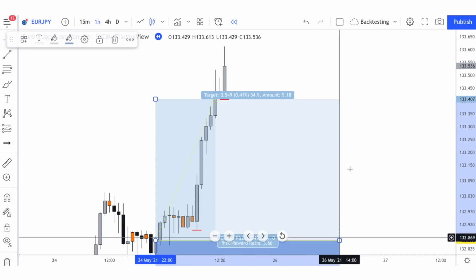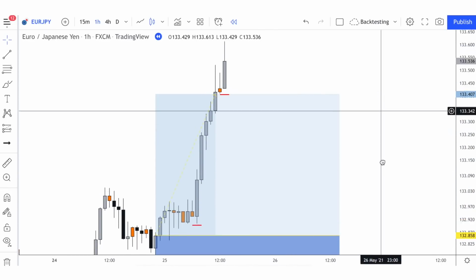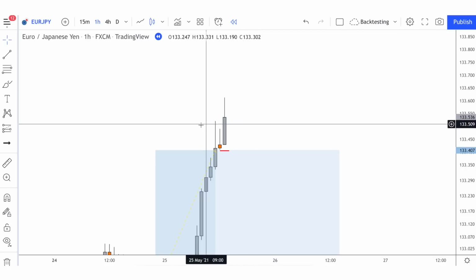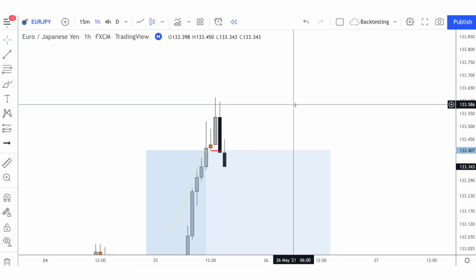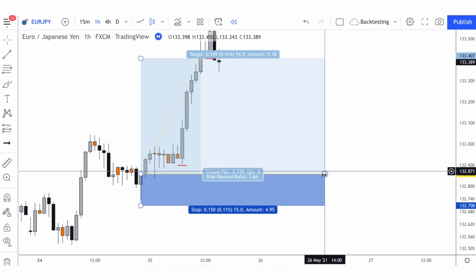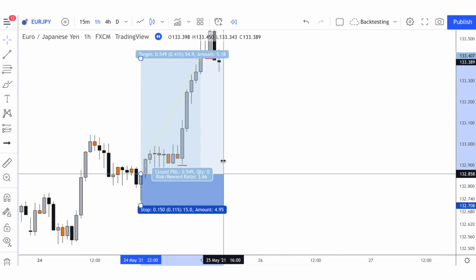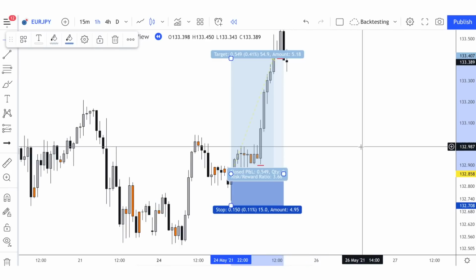Currently locked in 3.66%. I'm not going to be taking a scale in just because we've had wicks. Oh, and we get taken out. Okay, 3.66%, solid trade. And price is looking very clean at the moment.